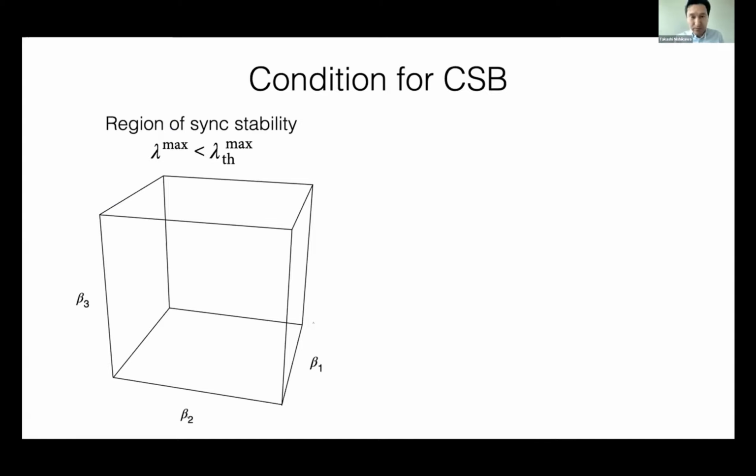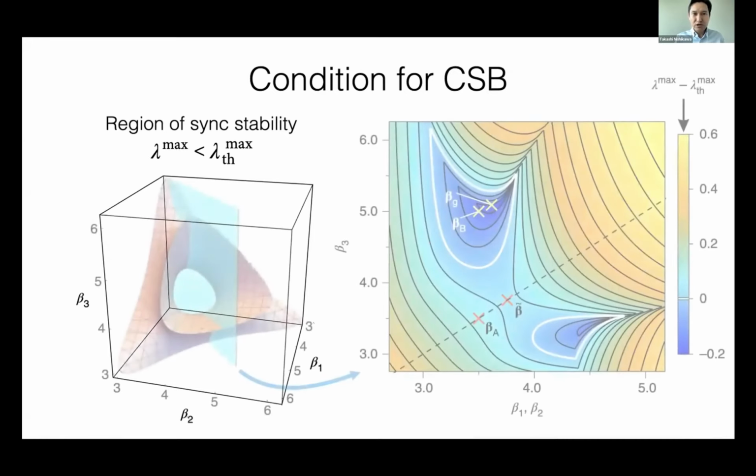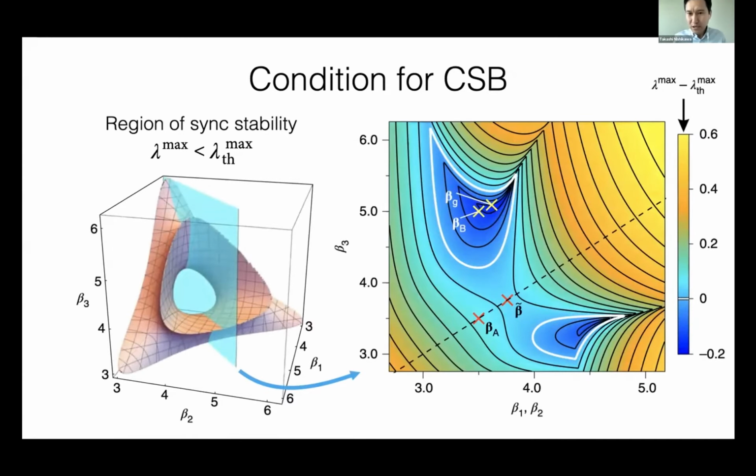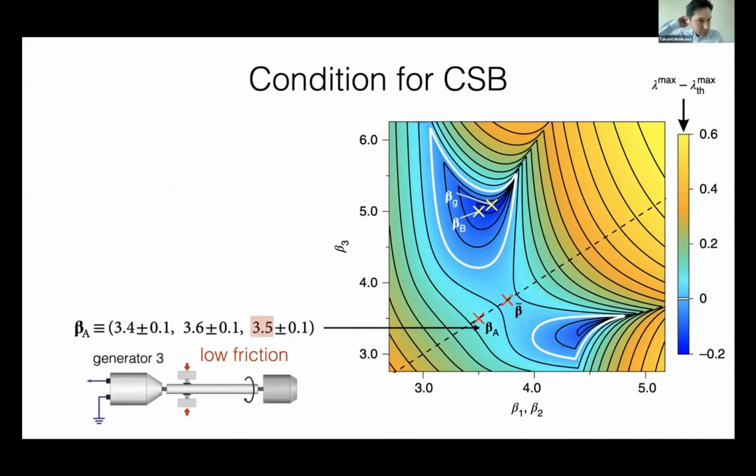So the simulation predicts, using this lambda max, you can visualize the region of stability from numerical simulations. And on the right side, I'm showing a slice where inside the white curve is the stable region, here and also here. And in the experiment, we chose this point where beta 1, beta 2, beta 3 are homogeneous within experimental constraint.